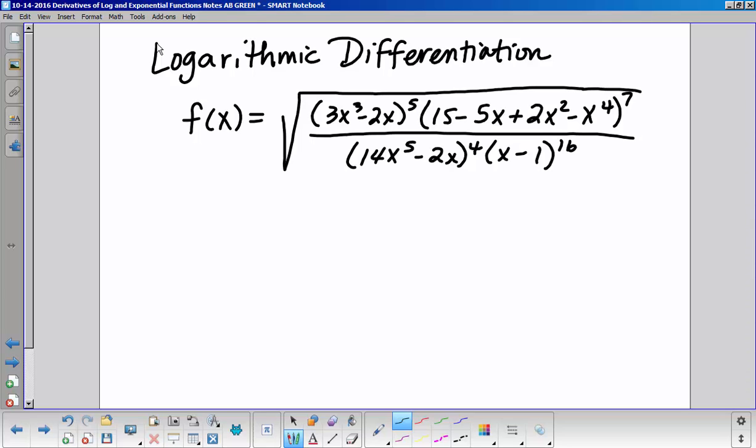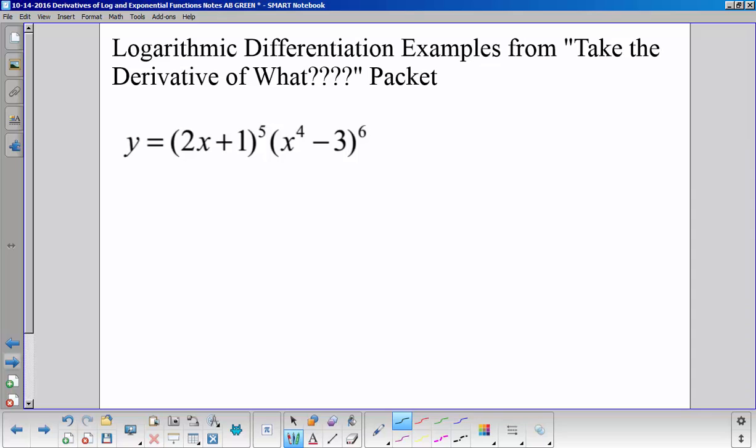However, we're going to use this technique called logarithmic differentiation, and all it means is you take the log first before you differentiate. Okay, so logarithmic differentiation means you take the log first before you differentiate. Okay, and I'm going to show you an example. We're going to do the very first one.